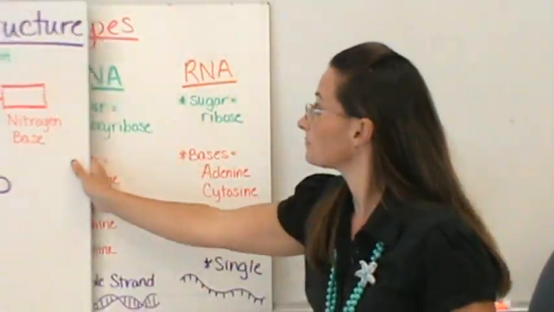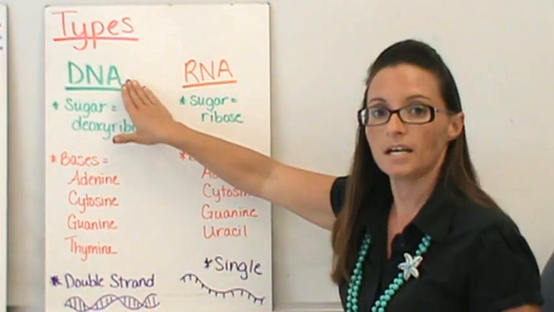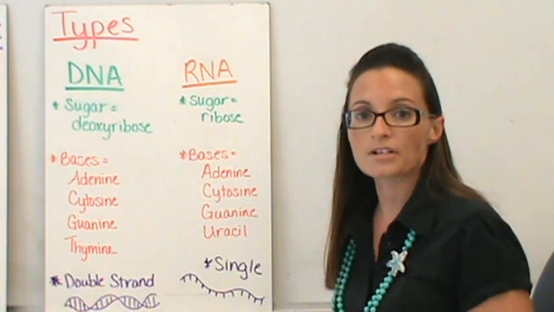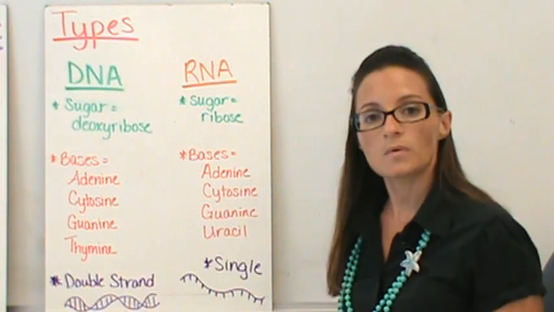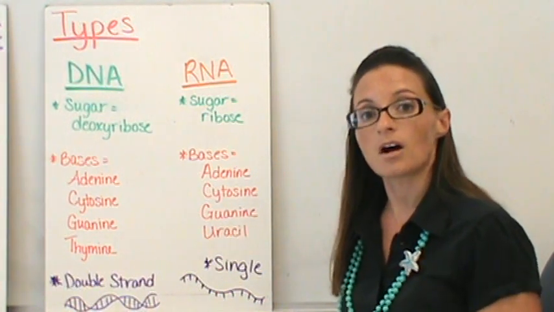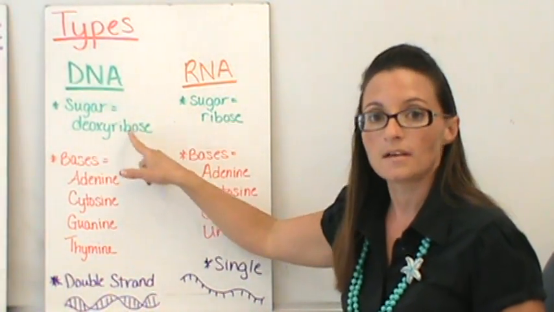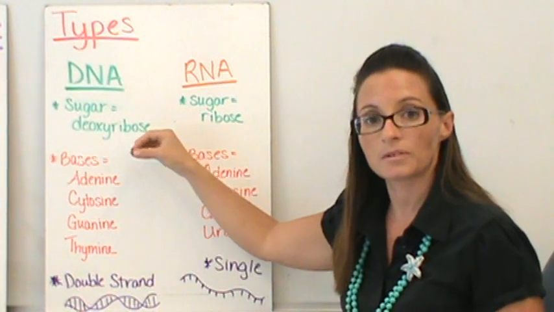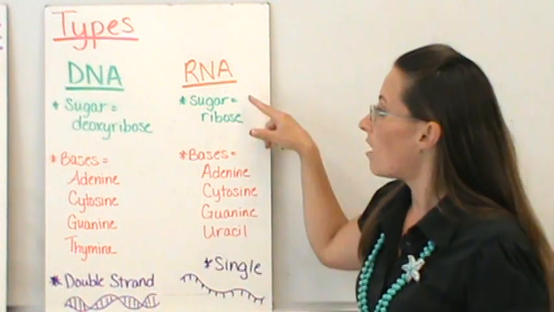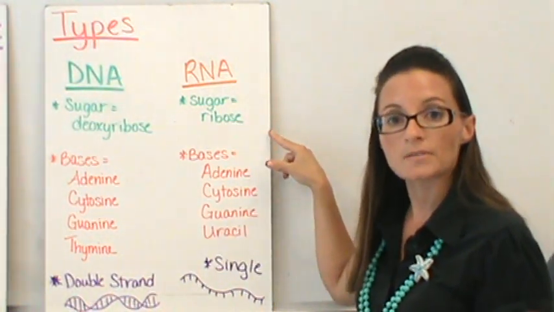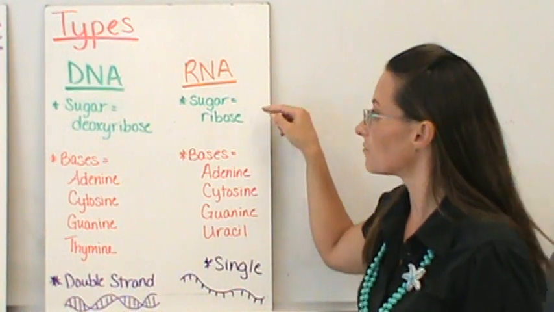So next, we're going to talk about the types. There are 2 types of nucleic acids. We have DNA and we have RNA. And most of you have already heard of those different things, but you might not know all the differences between them. So one of the differences in the structure between DNA and RNA is that DNA has the sugar known as deoxyribose. DNA is called deoxyribonucleic acid, and so the sugar is part of the name, deoxyribose. RNA contains the sugar called ribose. RNA stands for ribonucleic acid, so part of the name is the sugar, ribonucleic acid.